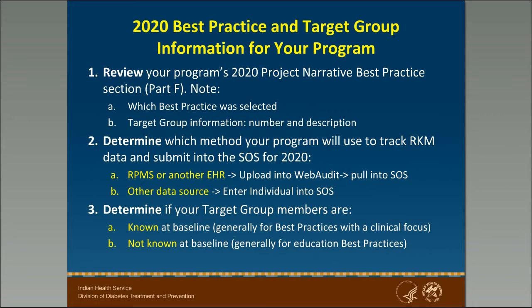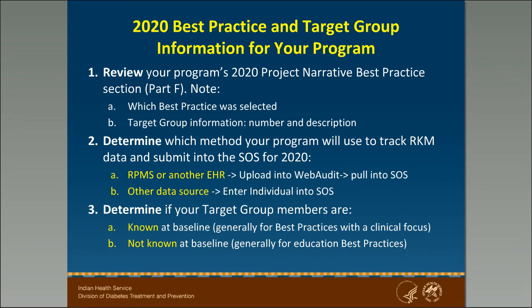So for the 2020 best practice and target group information from your program, you wanted to start by reviewing your 2020 project narrative, as I mentioned before. Again, that can be accessed in Grant Solutions in your grant history. You want to note your best practice that was selected and your target group information, the number and description, because that'll be your starting point for entering your information into the SOS.